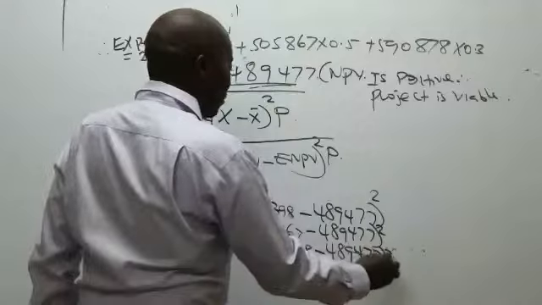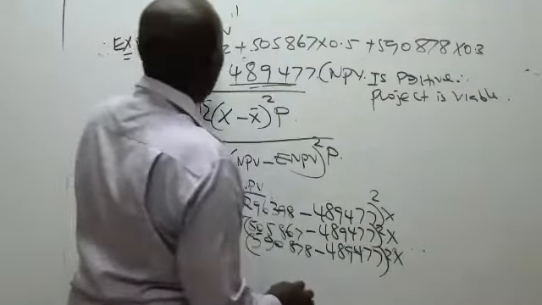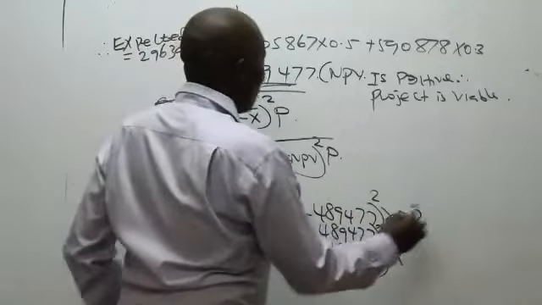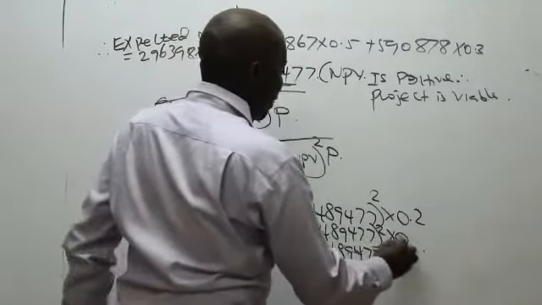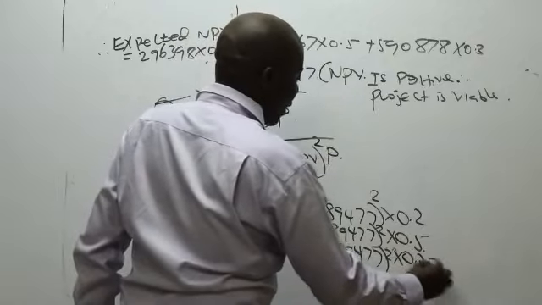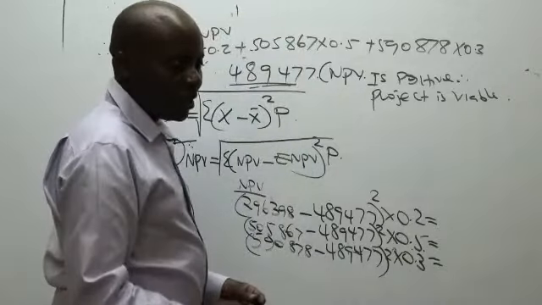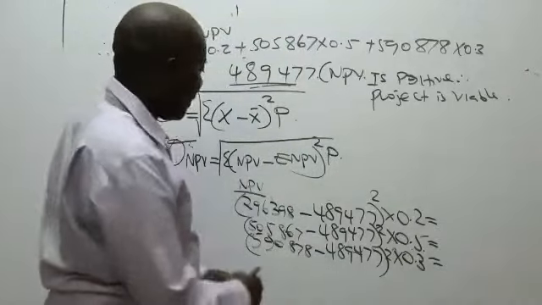You square them times their corresponding probabilities. The first one's probability here is 0.2. The second one's probability is 0.5. The third one's probability is 0.3. So could you kindly give me these humongous numbers? Remember, it's NPV.